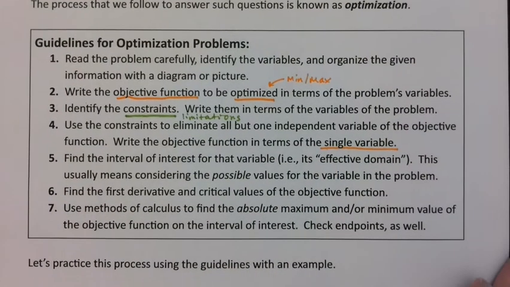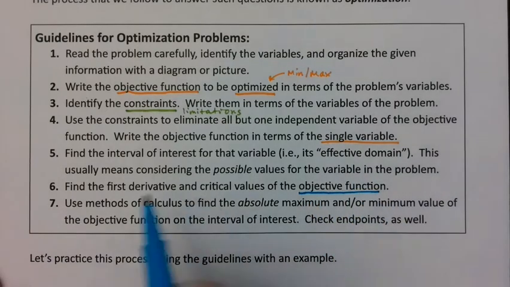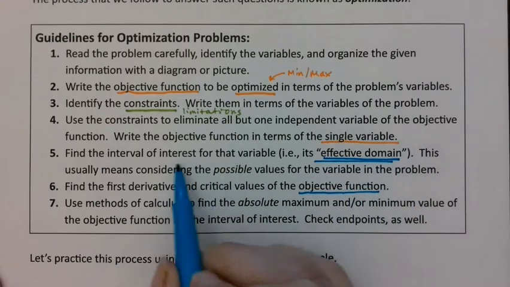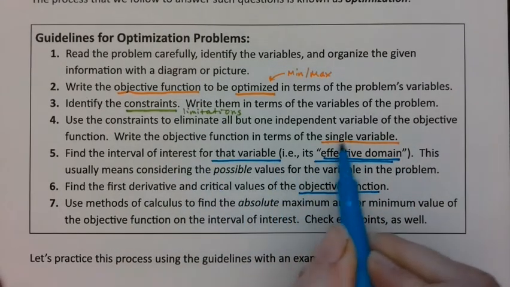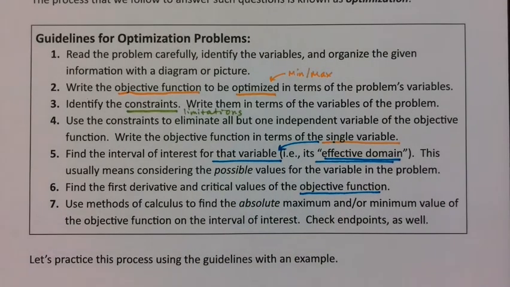Then you're going to find the interval of interest that affects that variable. So that'll give you your effective domain. So your effective domain is based off of whatever variable you chose for your objective function in step 4. So this will be, it's right here. So find your effective domain. So it'll be for that variable. For whatever variable you chose right here, that'll be your effective domain.